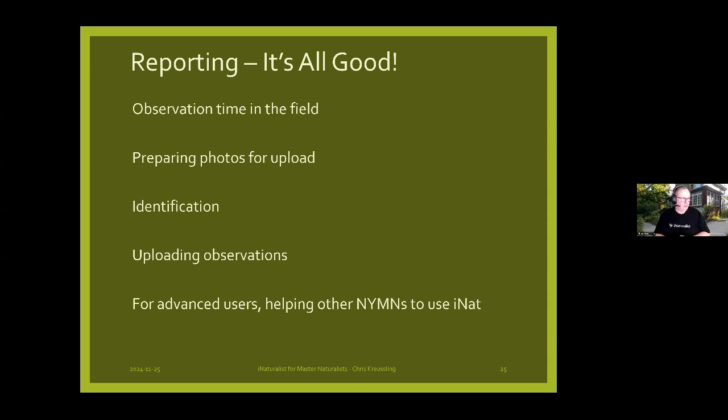Uploading observations. And for us advanced users like Corey and me, and maybe some others on the call, we can help each other. We can help other users. And if we're helping you to make better use of iNaturalist and be better citizen scientists, that's a good thing. And Christy, you can correct me if I'm wrong in any of that, please.